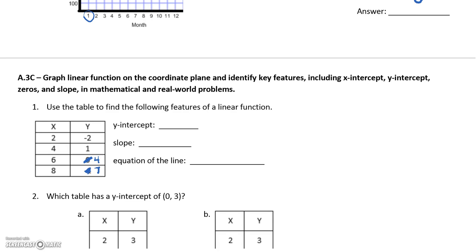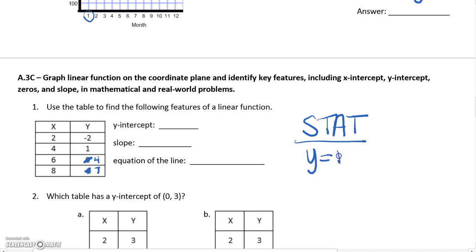Okay, the next one, use the table to find the following features of a linear function. Since we're given a table, anytime you see a table, your first instinct should be use stat. So when you do stat, you're going to get an equation in this form. And so that gives us all 3 answers. Whatever you get here is your slope, and here's your y-intercept, and then the whole equation will go for the equation of the line.